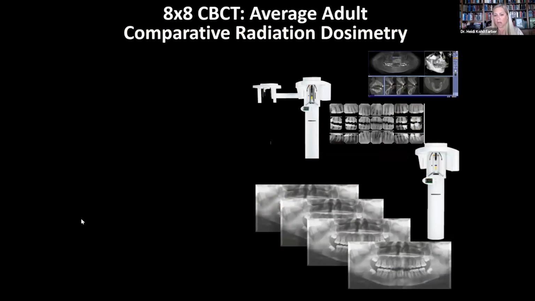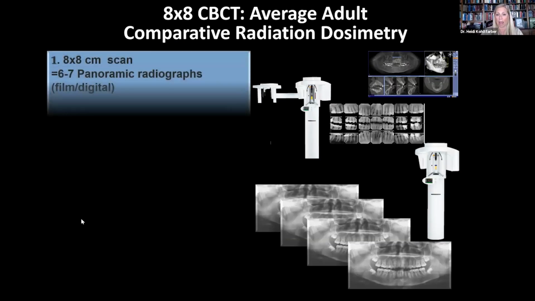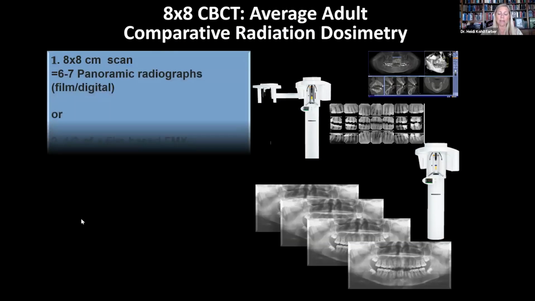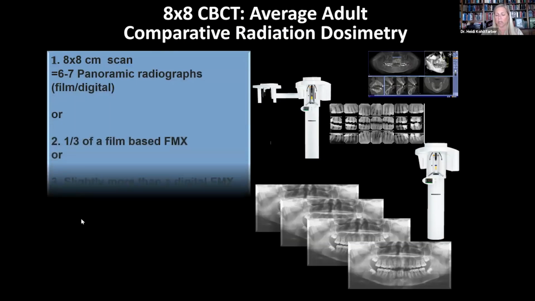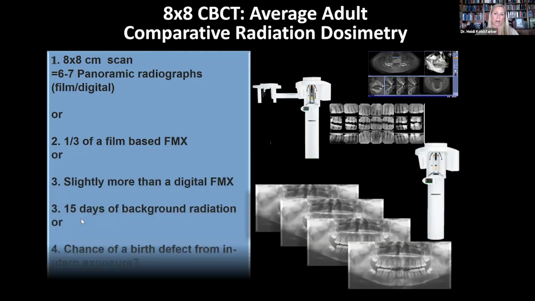All right, so when we're talking about, say, for example, an 8x8 field of view, this would typically be a maxilla and a mandible. And typically that's about the size we have when people are placing implants, and that's primarily what they want to do. So we're going to look at an 8x8 CBCT for an average adult and compare it to other things that we do in dentistry. So it'll be equal to about 6 to 7 panoramic radiographs.